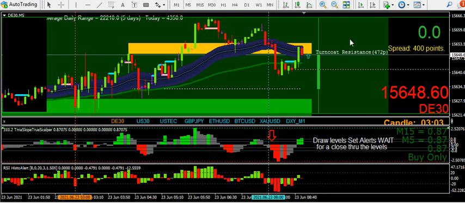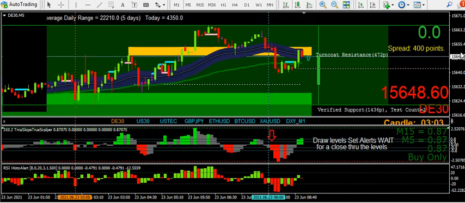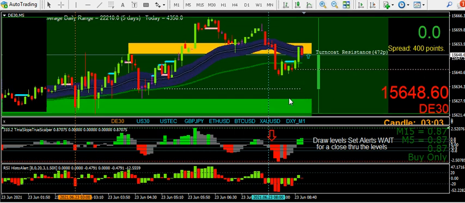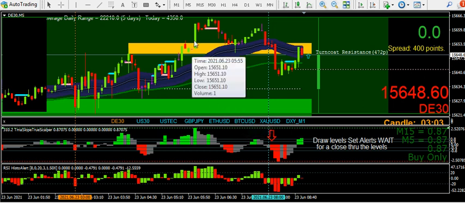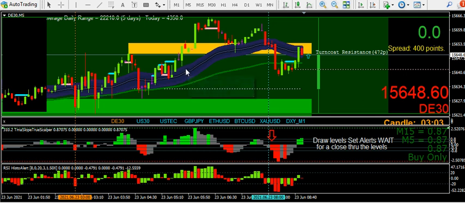But what we've got here is a turncoat, so we've got a turncoat support and resistance. Automatically drawn, as you can see. So is the other one there. What could be simpler for someone that's not really 100% with drawing their levels and understanding the significance? This indicator seems to do a perfectly good job.